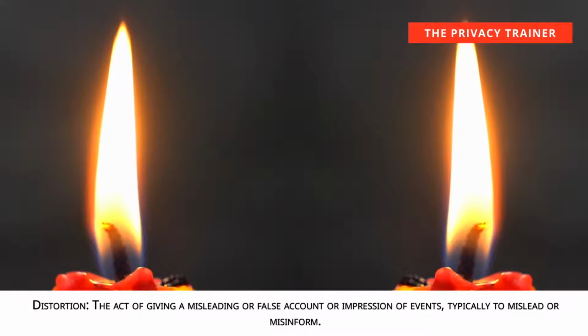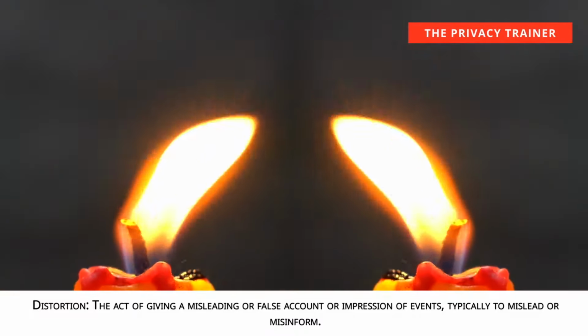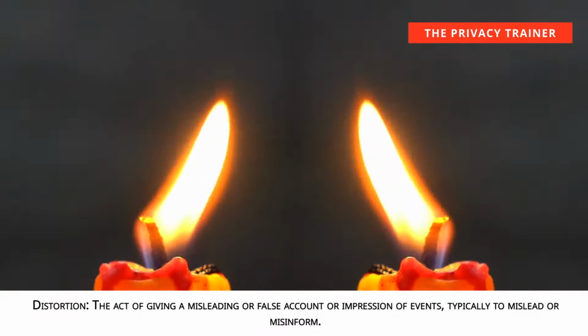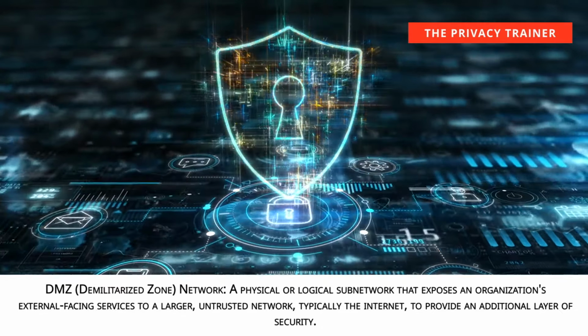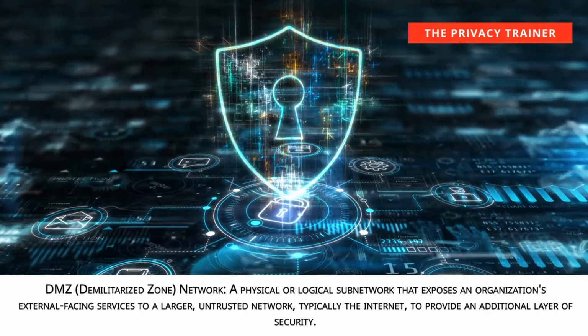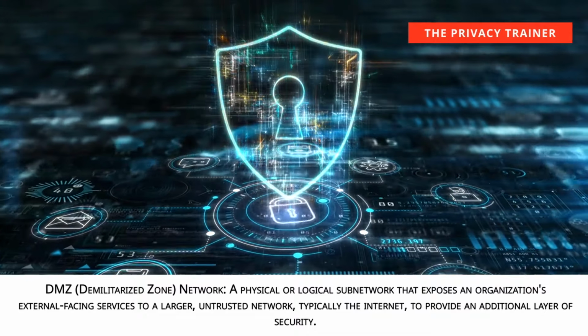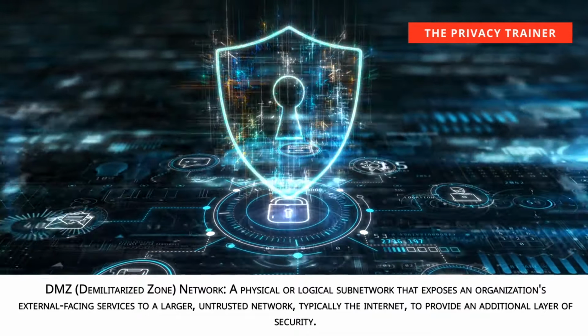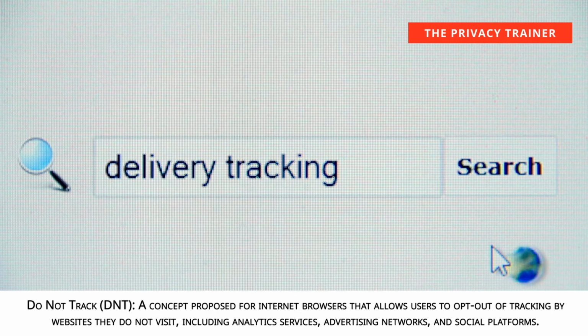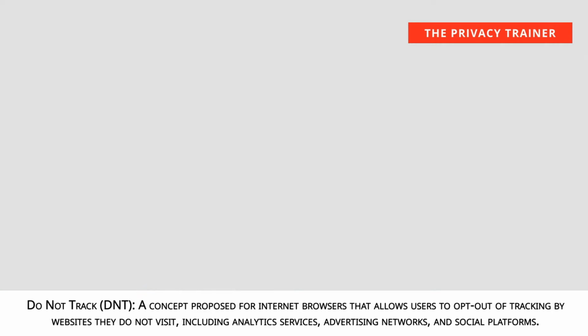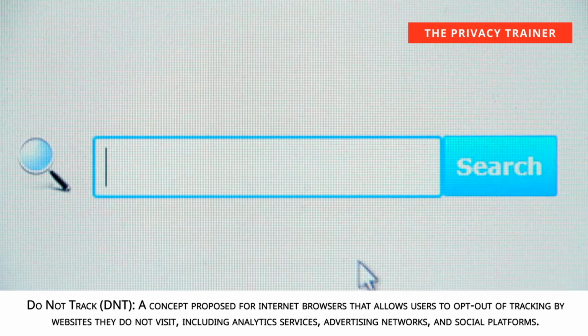Distortion, the act of giving a misleading or false account or impression of events, typically to mislead or misinform. DMZ, demilitarized zone, network, a physical or logical subnetwork that exposes an organization's external-facing services to a larger, untrusted network, typically the Internet, to provide an additional layer of security. Do not track, DNT, a concept proposed for Internet browsers that allows users to opt out of tracking by websites they do not visit, including analytics services, advertising networks, and social platforms.